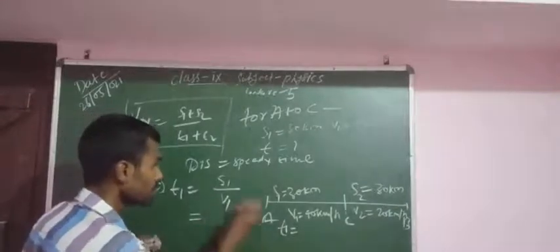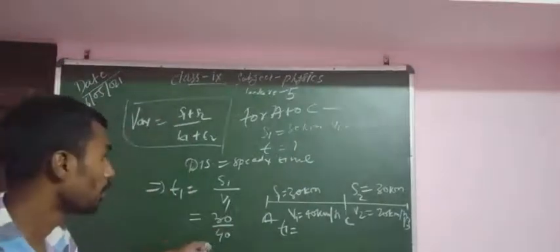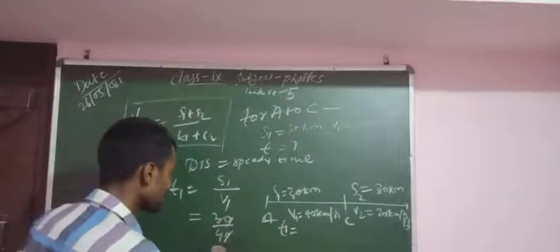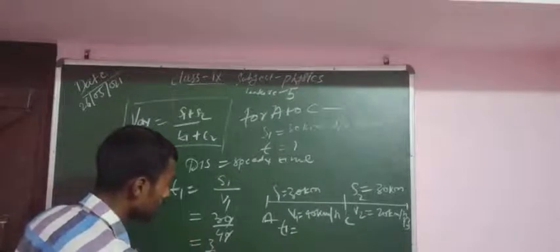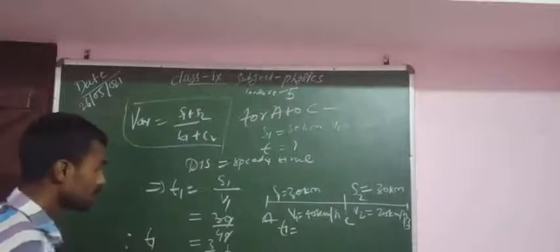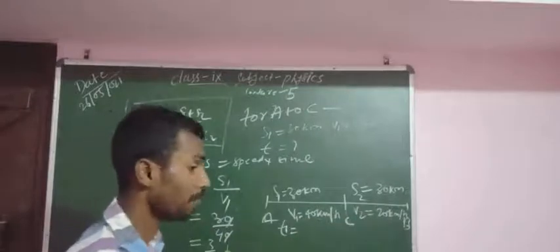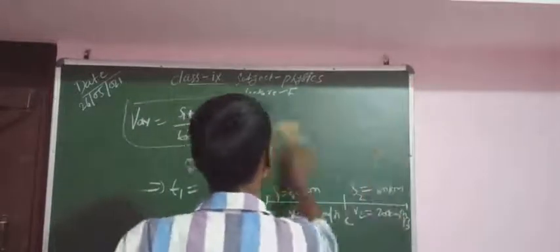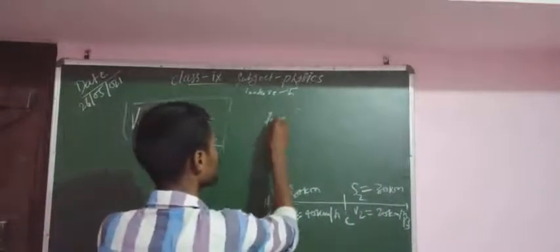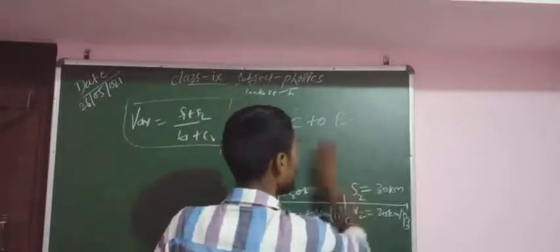Put the value. So t1 equals 30 by 40. That means distance s1 is 30 and v1 is 40 kilometer per hour. That means t1 equals 3 by 4 hour for the half of the path, that means for C to B.